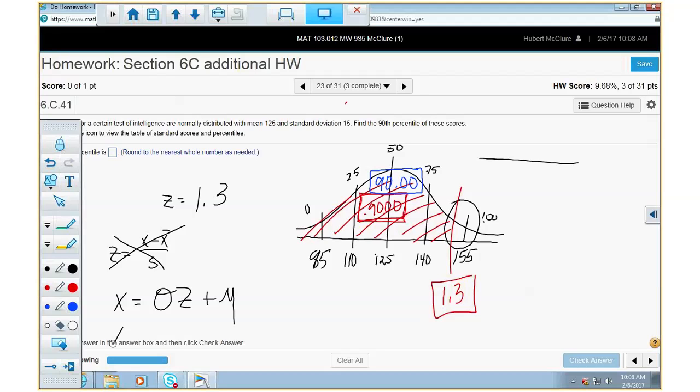So x is equal to 15 times 1.3 plus 125. So it'd be 19.5 plus 125, which is going to be 144.5. Y'all check it. What'd y'all get?